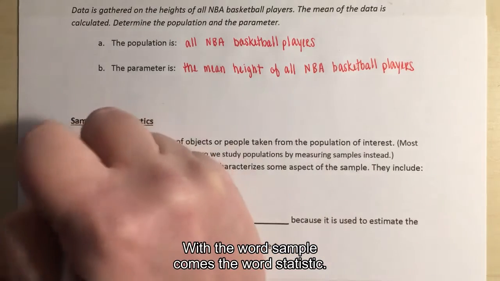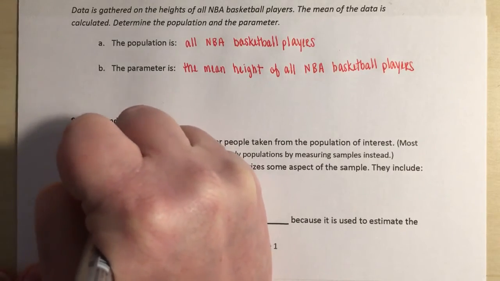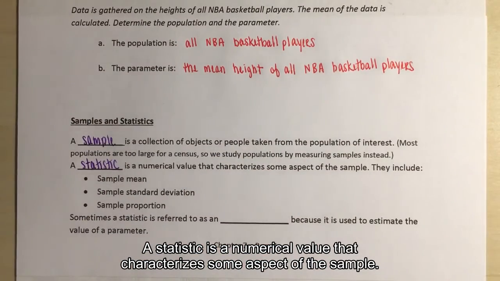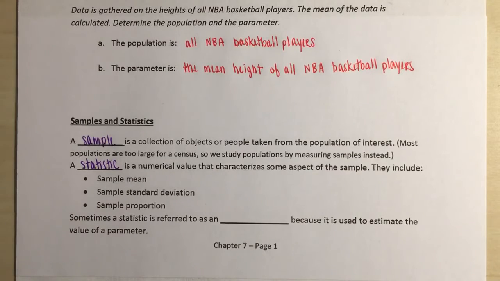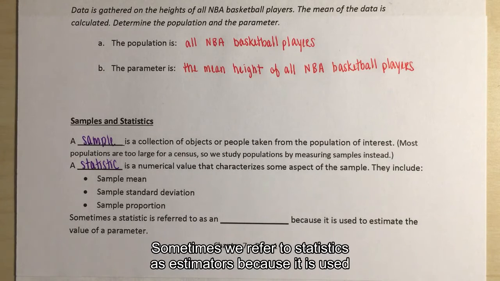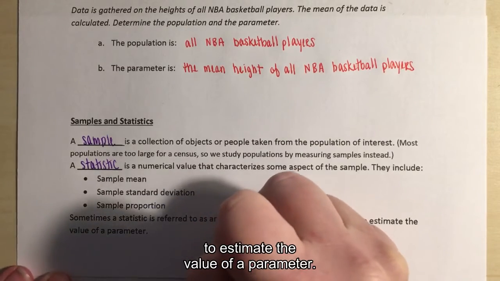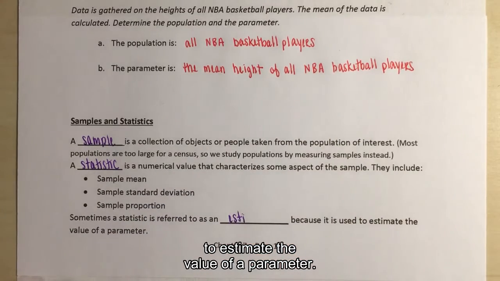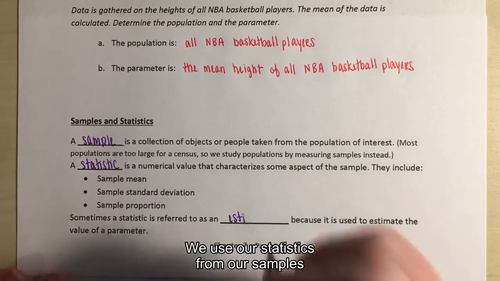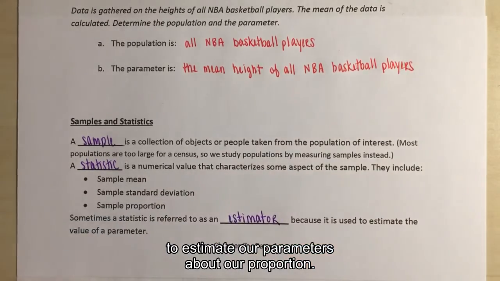With the word sample comes the word statistic. A statistic is a numerical value that characterizes some aspect of the sample. They include our sample mean, our sample standard deviation, and our sample proportion. Sometimes we refer to statistics as estimators because it is used to estimate the value of a parameter. So we use our statistics from our samples to estimate our parameters about our populations.